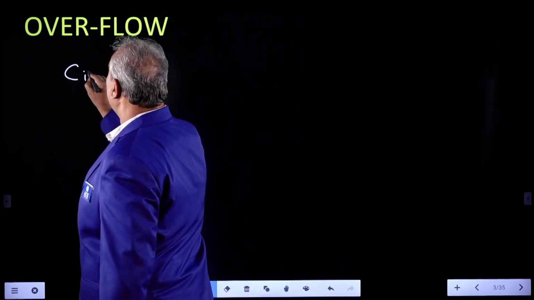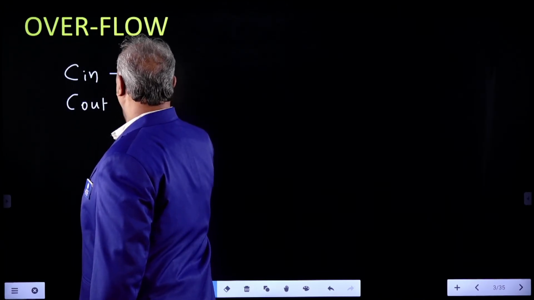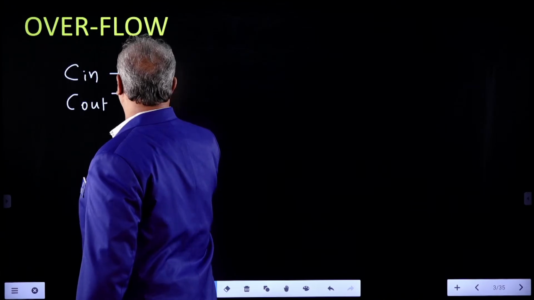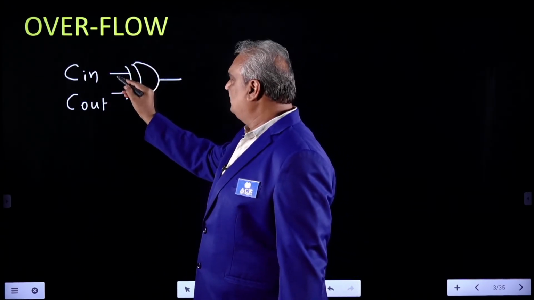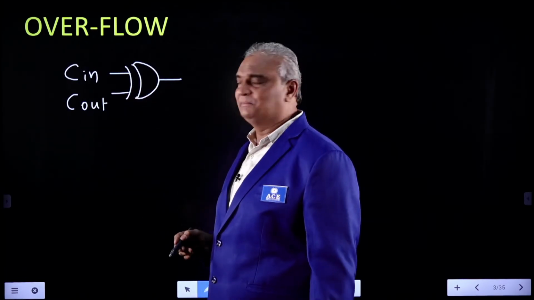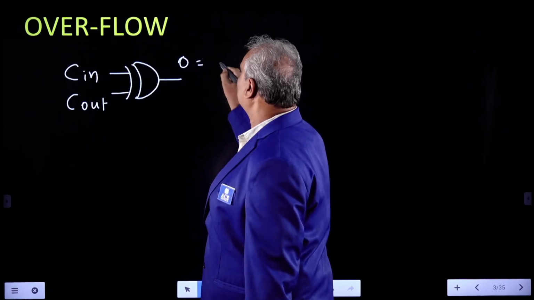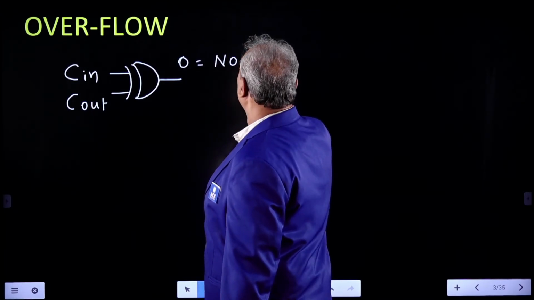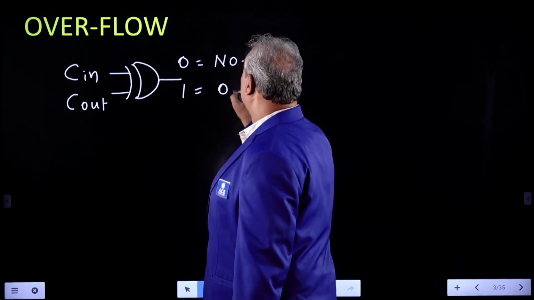Here we are going to discuss one point clearly. Suppose C in and C out are given. Then what is the technique used to detect the occurrence of overflow? The inputs of the XOR gate are C in and C out. If the output is 0, it means no overflow. If the output is 1, overflow occurs.